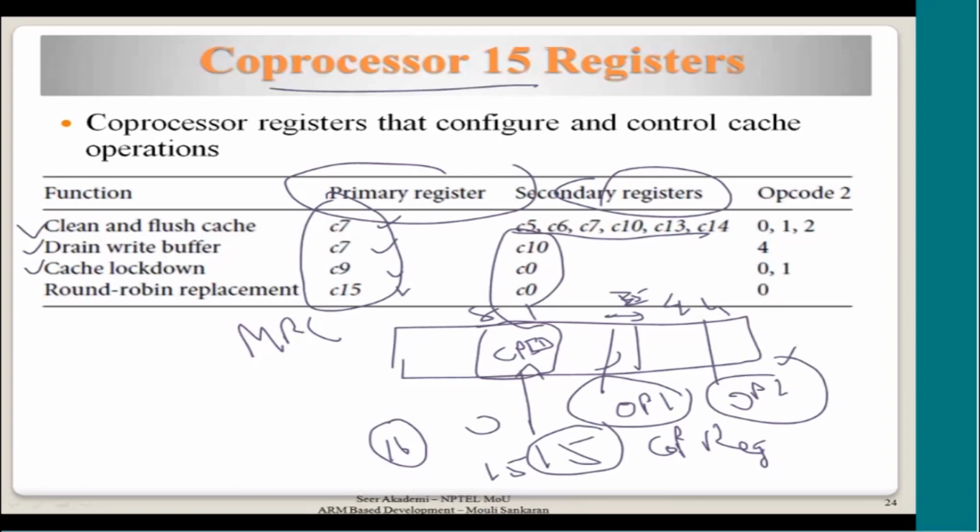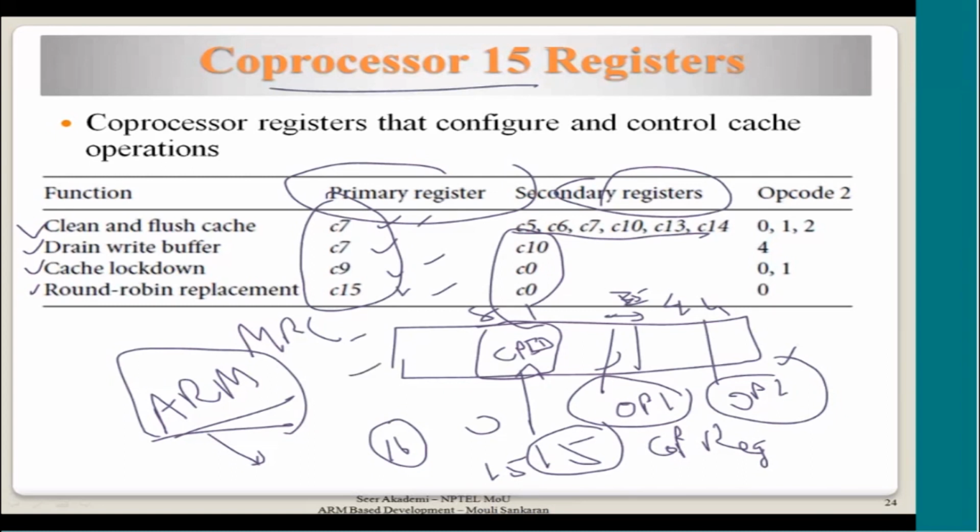It is all designed and given by ARM only. These coprocessor controllers are ARM IP, meaning IP coming from ARM. That is why they have decided that these are the registers to be used to configure them. So in your SoC, if you have a cache, you will have a cache controller along with it. You will write these registers and configure it according to the instructions.